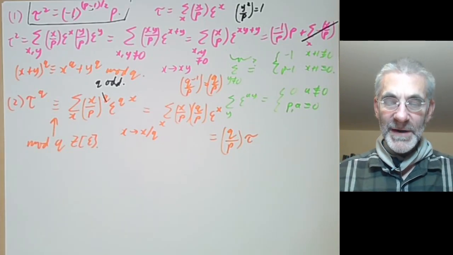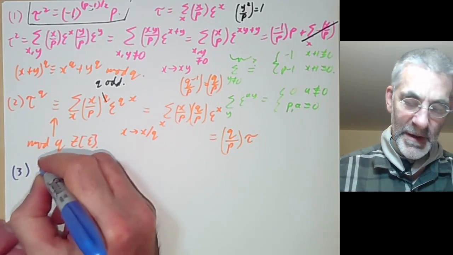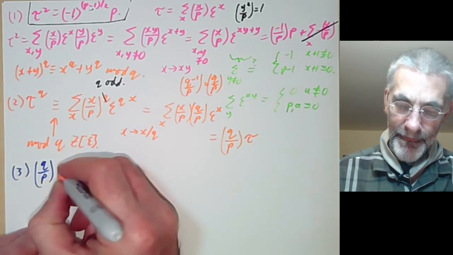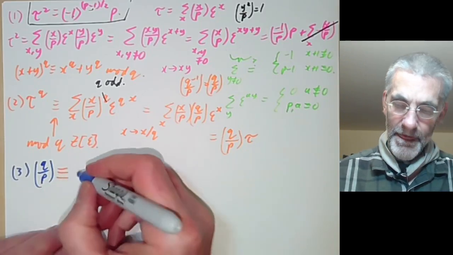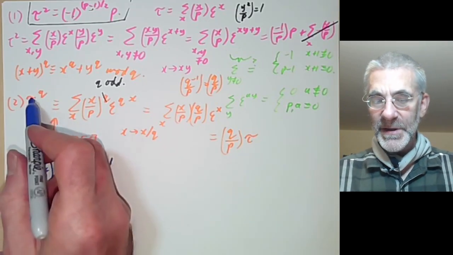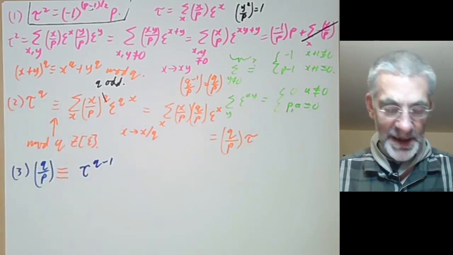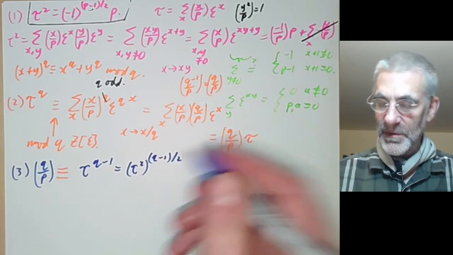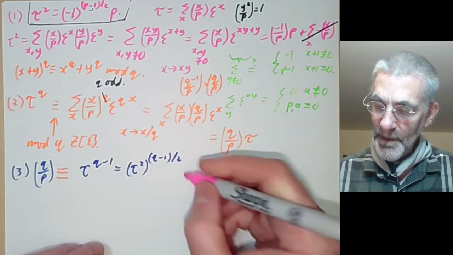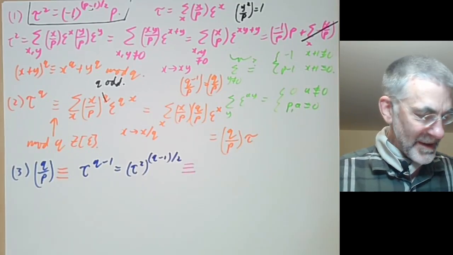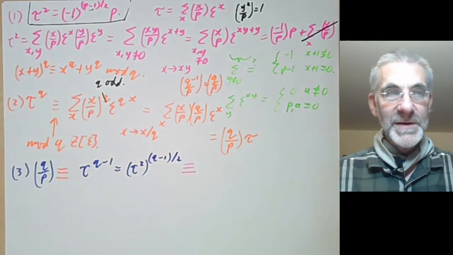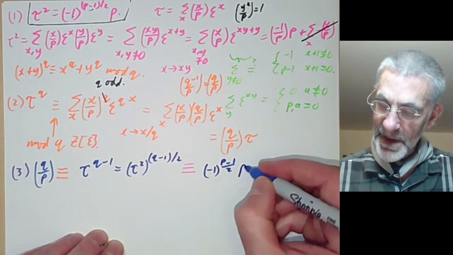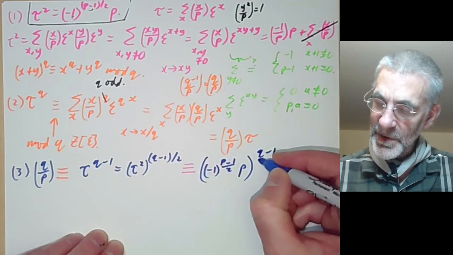Now we prove the law of quadratic reciprocity. And we start with q over p. And now we're going to apply the orange lemma. And notice that this is just tau to the q minus 1, because we just take tau to the q is equal to that, and we just divide both sides by tau. And we can write this as tau squared to the power of q minus 1 over 2, obviously. And now we're going to apply the pink lemma in order to work this out. So this is now congruent to, well, tau squared is given by this expression here. So we just fill that in. It's minus 1 to the p minus 1 over 2 times p, all to the power of q minus 1 over 2.